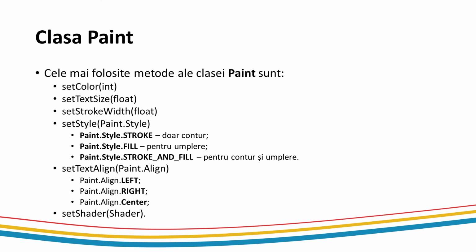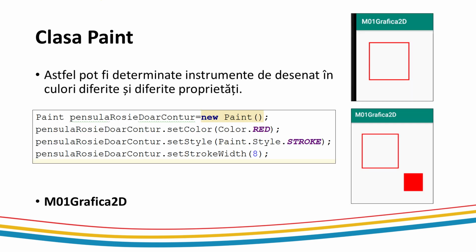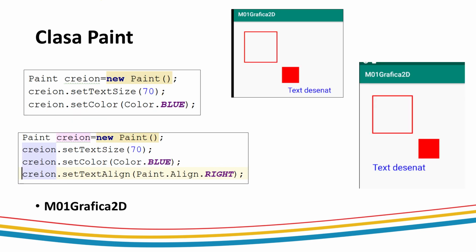Makes sense. There's also setTextAlign(Paint.Align) for positioning text left, right, or center relative to the coordinates you provide. Useful for labels. And crucially, setShader(Shader) is how you attach one of those gradient or bitmap shaders we just discussed to your Paint object. So you create the shader, then tell the paint to use it with setShader. You got it.